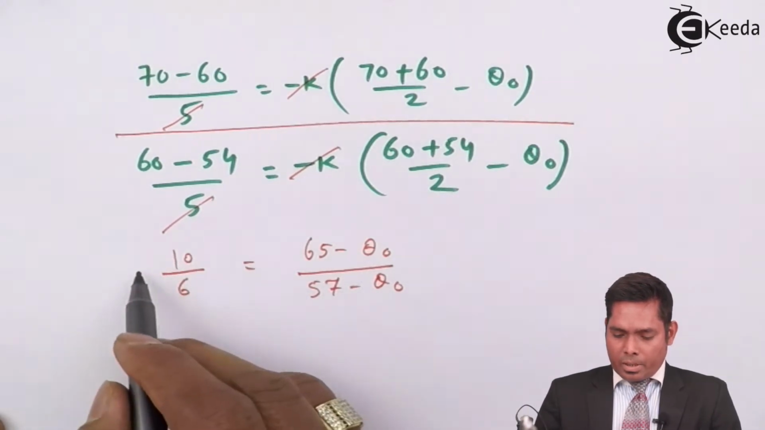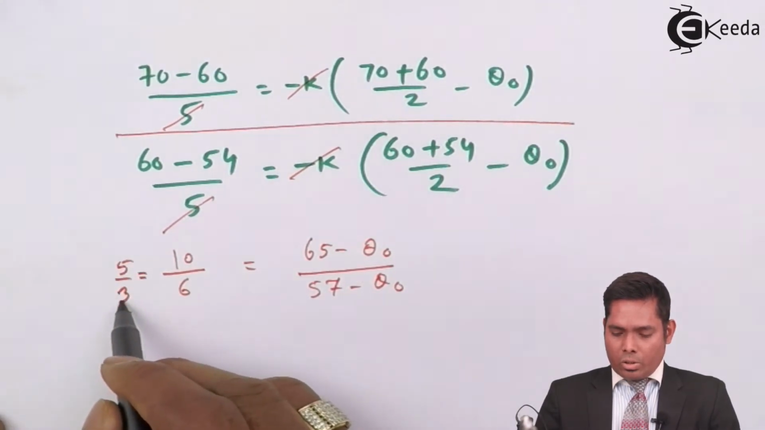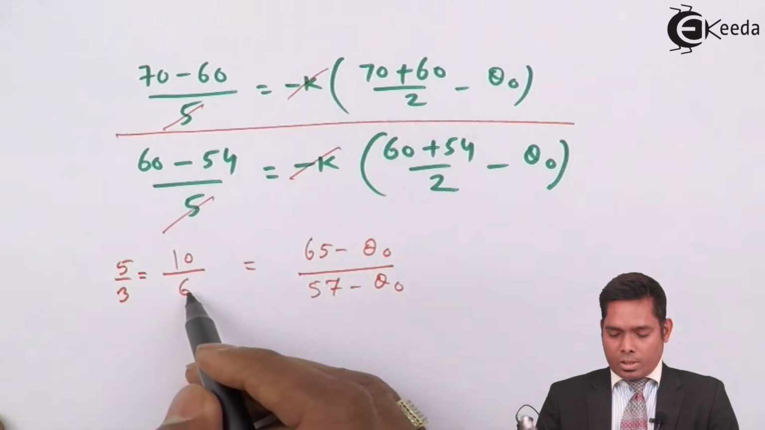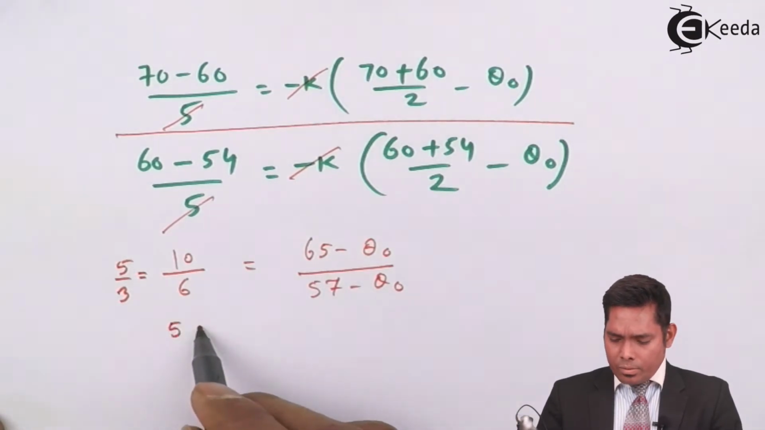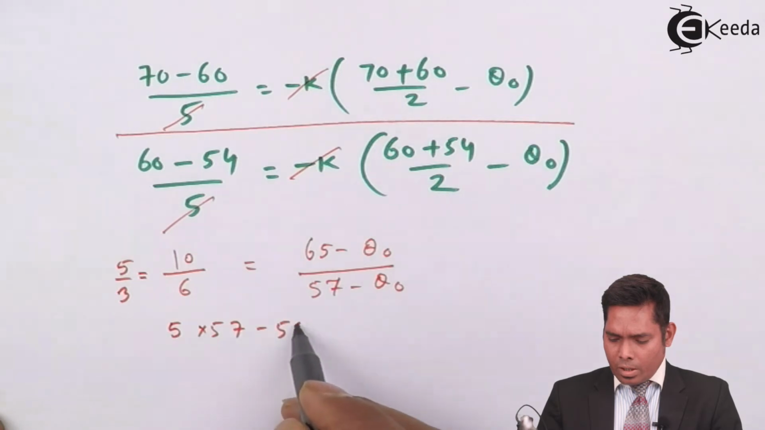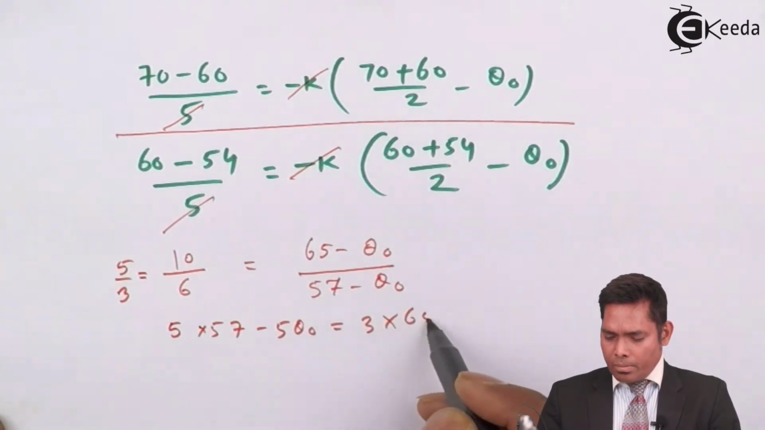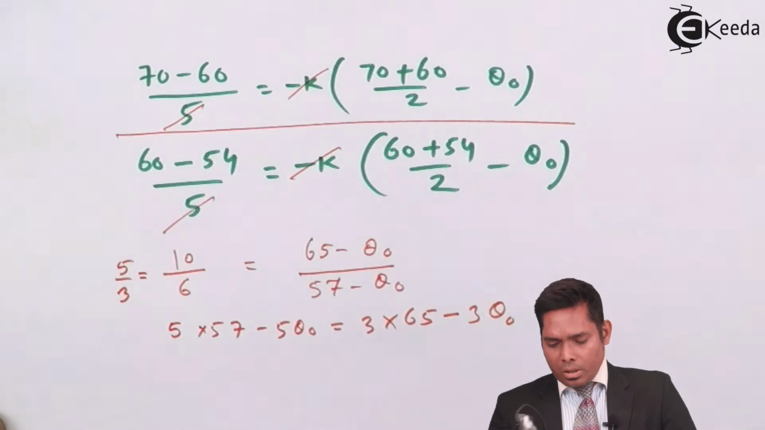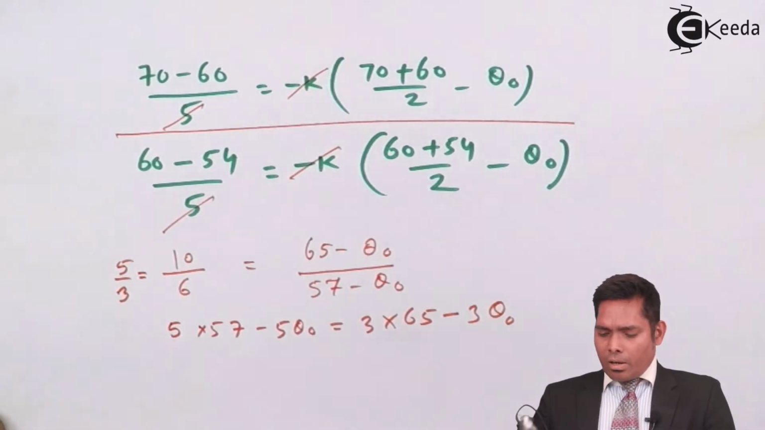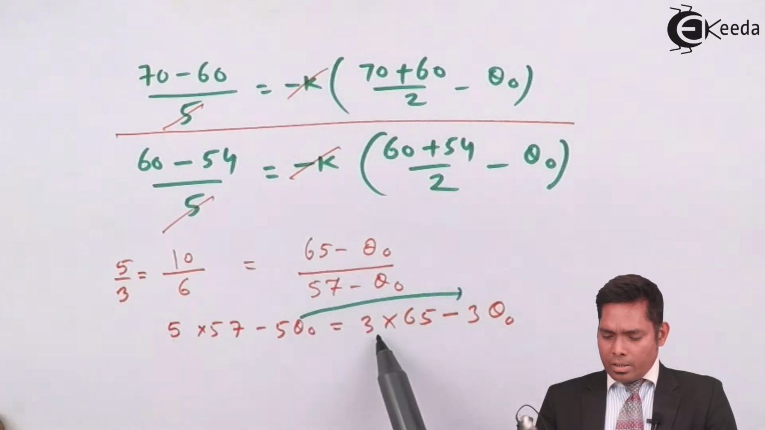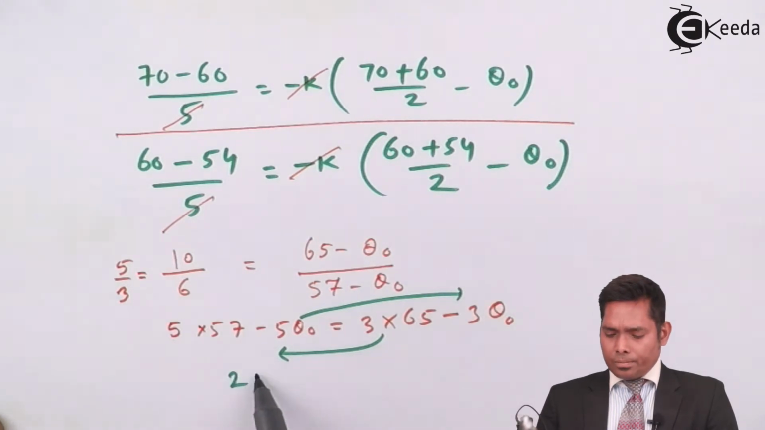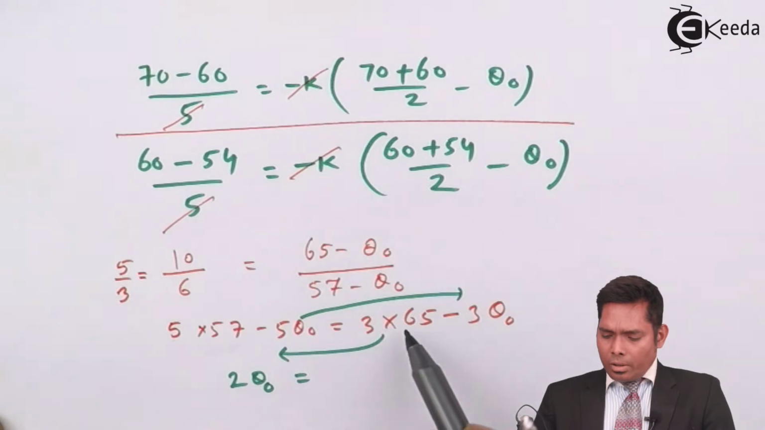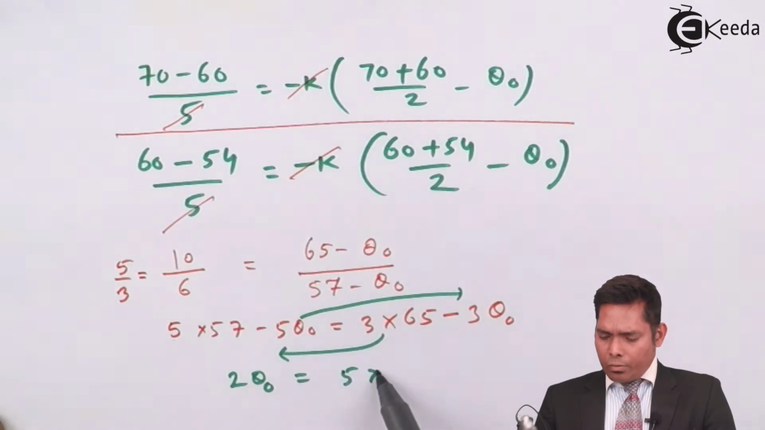This number can also be written as 5 divided by 3. 2 5s are 10, 2 3s are 6. If I cross multiply, this will become 5 times 57 minus 5 theta naught equals 3 times 65 minus 3 theta naught. The theta naught terms I will keep on one side and take to this side, and this goes to that side. It becomes 5 theta naught minus 3 theta naught, which is 2 theta naught. This goes to the other side, so this becomes 5 into 57 minus 3 into 65.